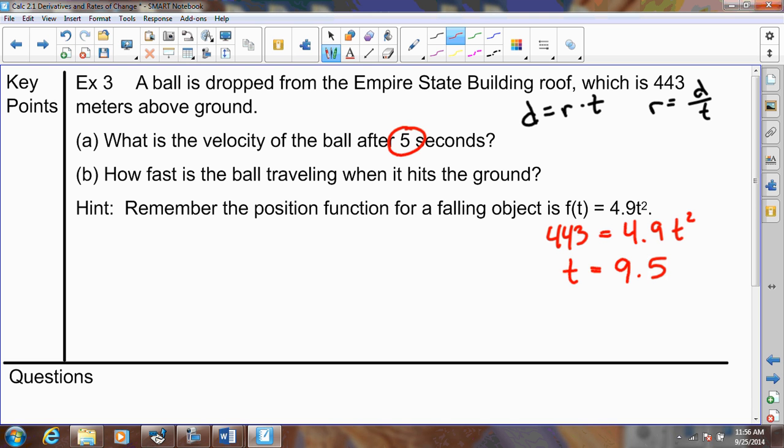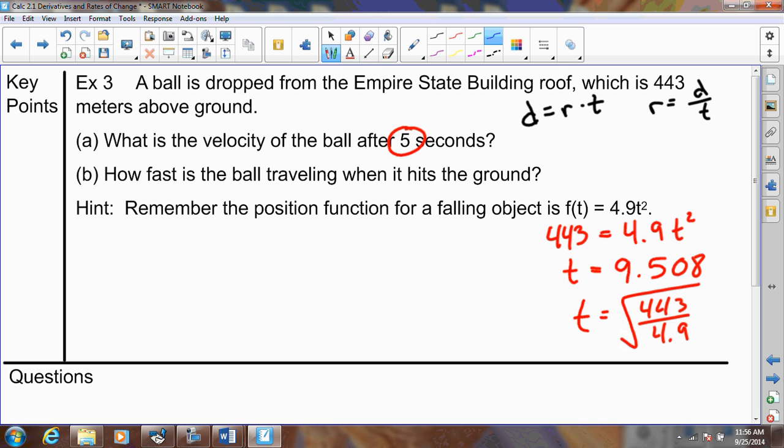Okay, 9.508. And that's rounded to the nearest thousandth place. It does go further, and so our value here is going to be a little bit off. If we wanted to, we would actually need to use t is equal to 443 over 4.9 for our a value, instead of using a of 5. We're just going to use this 9.5 approximation to increase the simplicity.